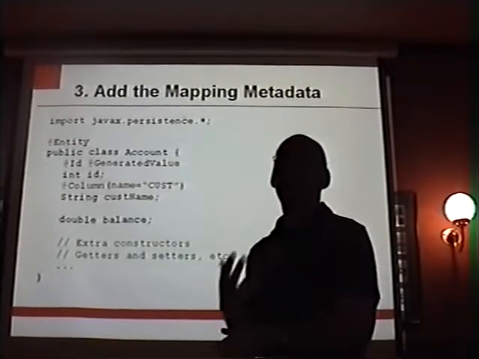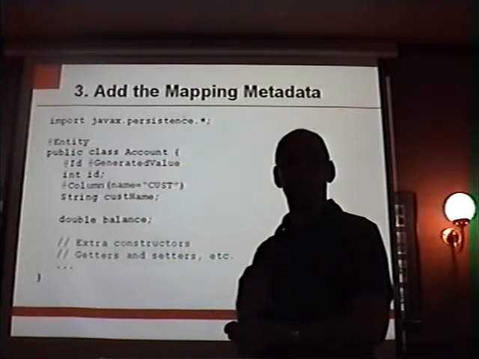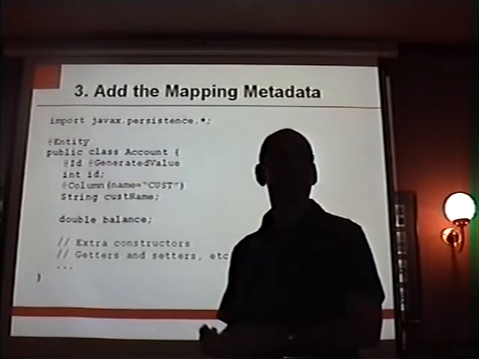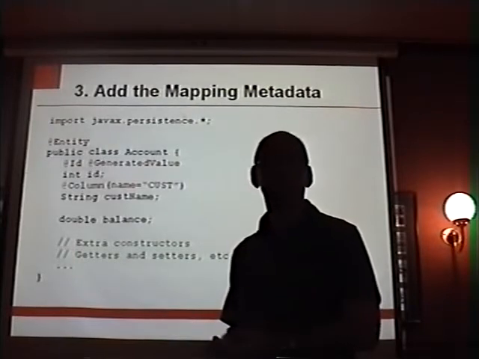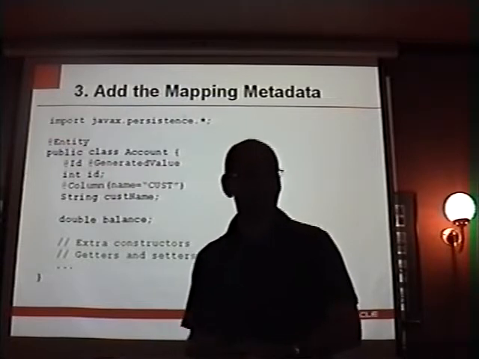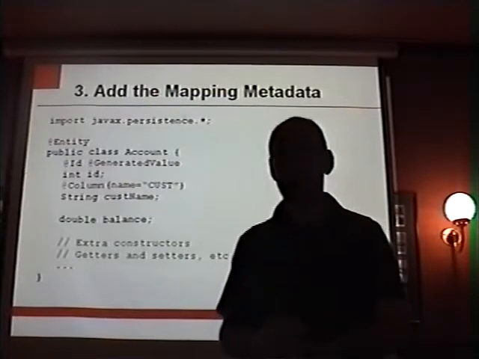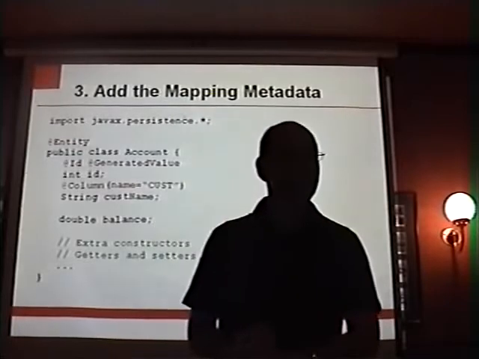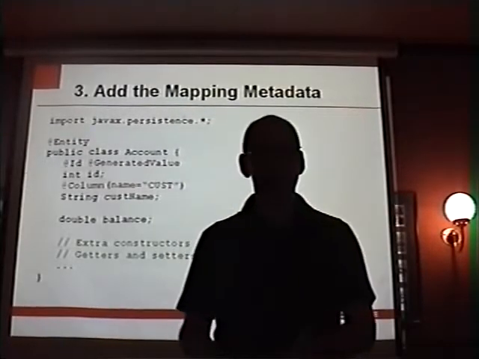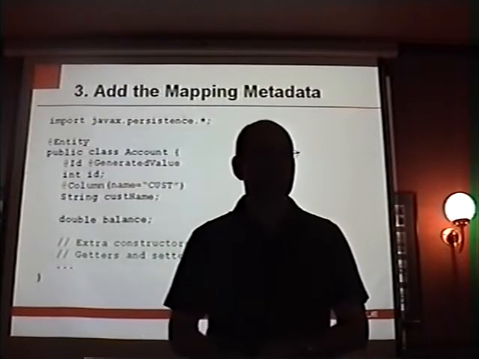If we really cared, if we were specific about our needs, then we could indicate the strategy. And there's a few strategies you can choose. You can choose a table in the database. You can choose a sequence, a database sequence, or an identity column to generate these. Does the ID have to be numeric? It can be a string. It can be a date.